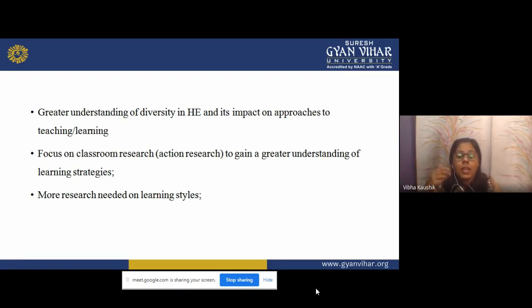Next, action research can be done on the areas of why the students are not learning that particular sub-problem, why they are facing problems in learning that particular content or topic. More research is needed on learning styles. What are the learning styles of the learners? There are different learning styles. A learner learns in a different way. So our research needs to focus on the different learning styles of the different learners.